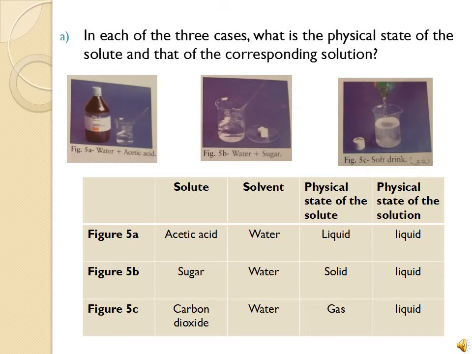Here we have water and sugar. Who is the solute here? What is being dissolved? Surely it is the sugar. Sugar is the solute part. What is dissolving it? The solvent, which is water. What is the physical state of the solute? The sugar is a solid. What is the physical state of our solution? It is a liquid.